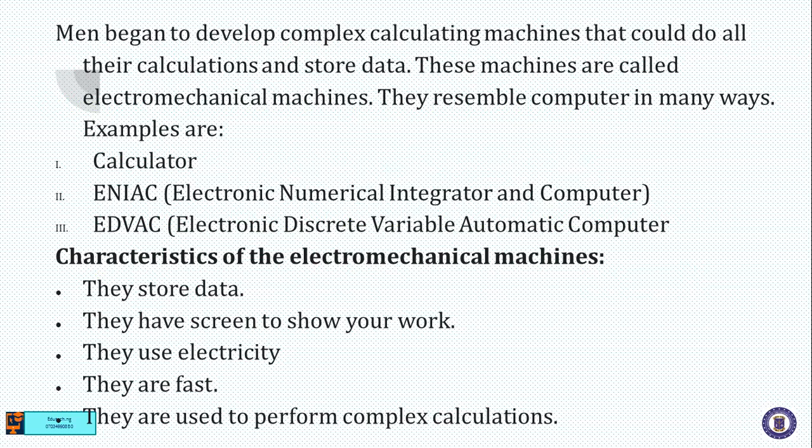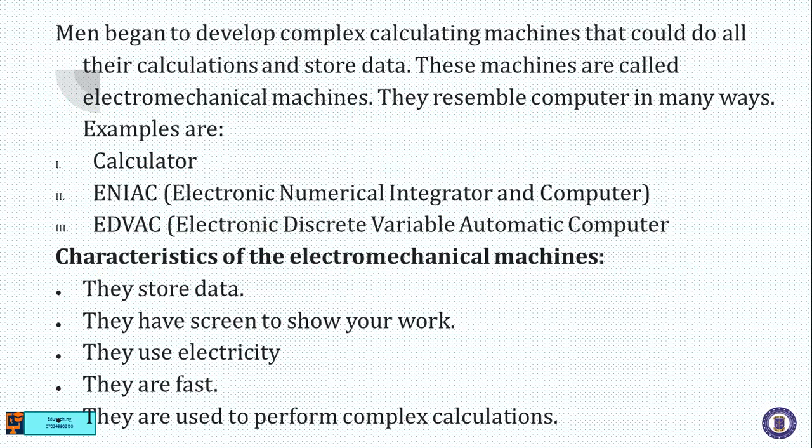ENIAC is a short form of Electronic Numerical Integrator and Computer. So you can see. Then we have another one that is called EDVAC. The full meaning of EDVAC is Electronic Discrete Variable Automatic Computer. So these are good examples of the complex calculating machines that were produced in the olden days. We have many of them, but these are the common ones that we can talk about today.